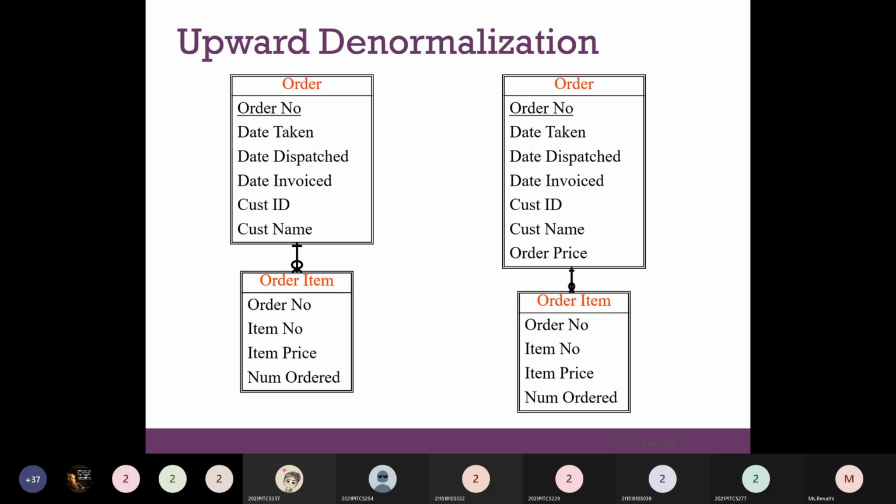So here, by applying denormalization, your order table now contains the attributes: it retains order number, date taken, date dispatched, date invoiced, customer ID, and name. In addition to that, it retains the order price.